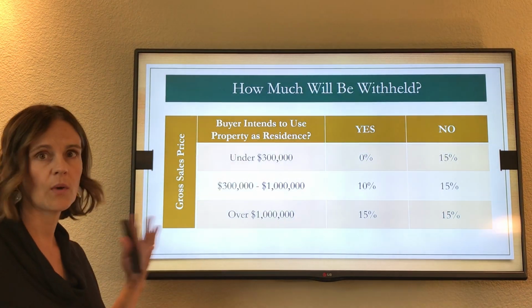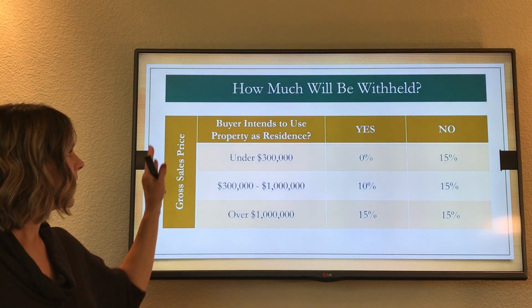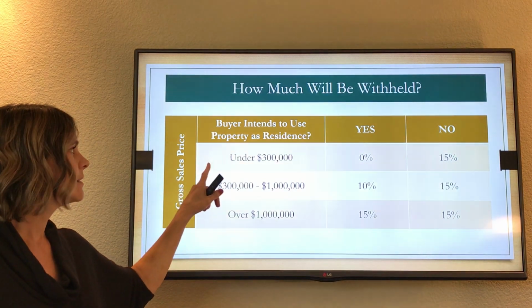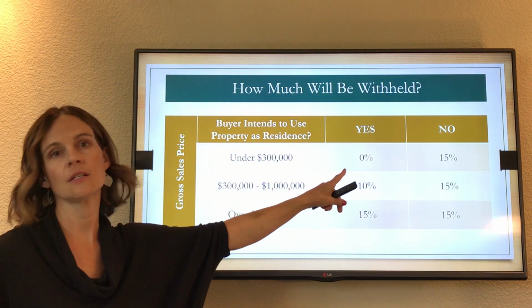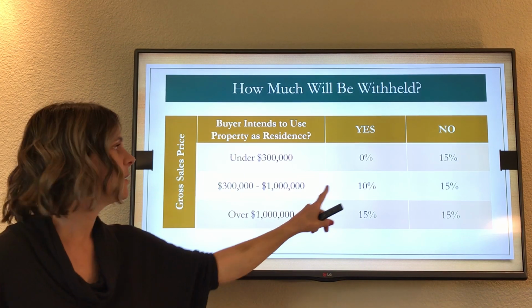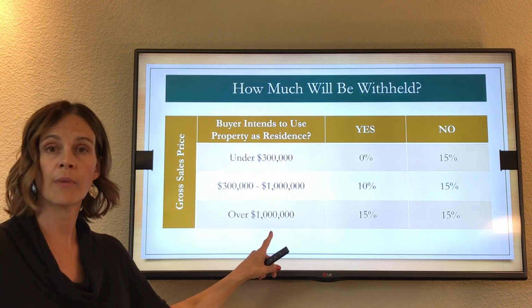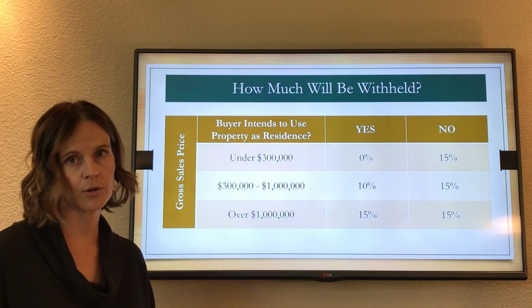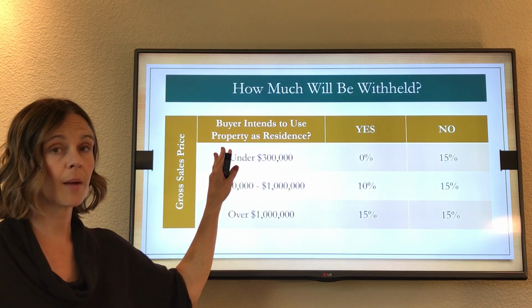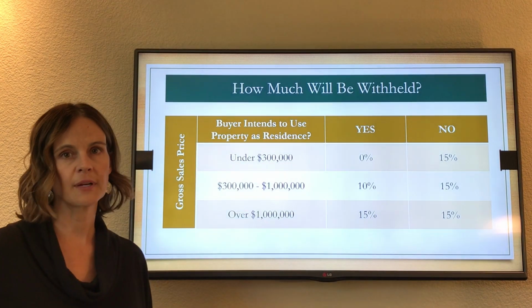How does this work, and when does the 15 and when does the 10 apply? If the buyer intends to use this as a residence, then if the purchase price is under $300,000, it doesn't apply. If the purchase price is between $300,000 and $1 million, then it's the 10%. And for any sales over $1 million where the buyer is going to occupy, it's 15%. If the buyer is intending on using this as an investment property and it is never going to be a residence, then the 15% applies on all three categories.